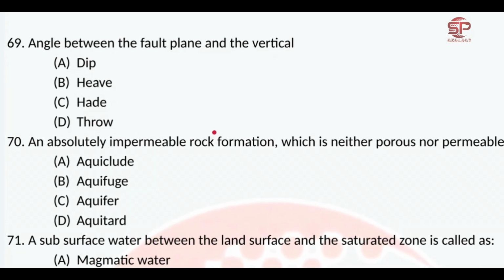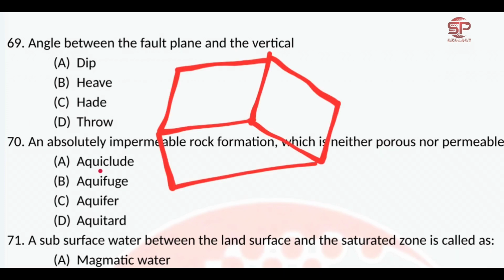Angle between the fault plane and the vertical. Let me draw a fault plane. This will be a fault plane. So the angle between the fault plane and the vertical, this is the angle. It is called as hade, and this angle is called as dip. So the angle between the vertical means the angle between throw and fault plane. It will be hade.